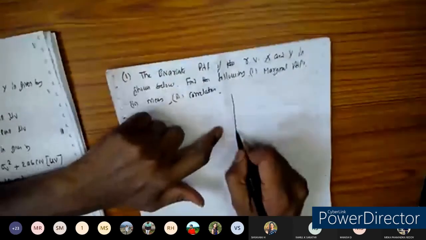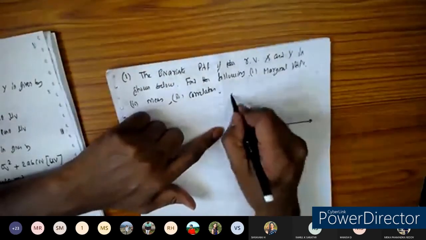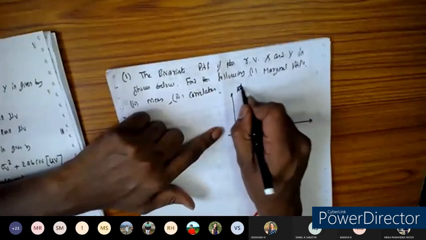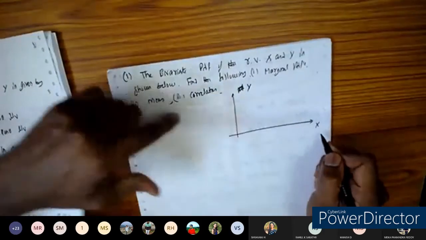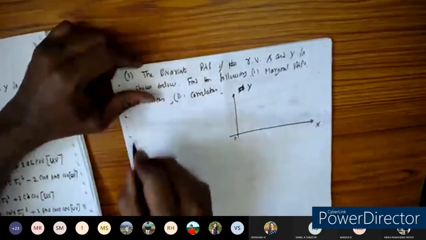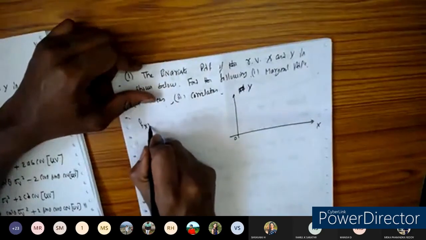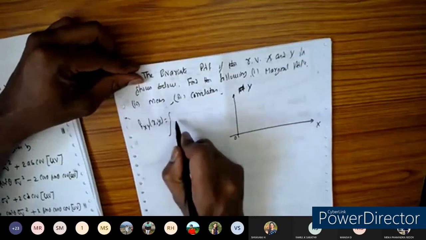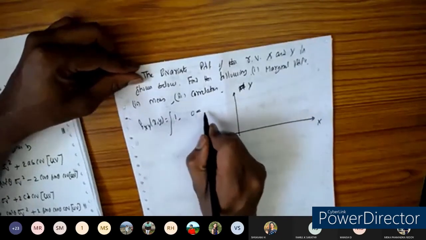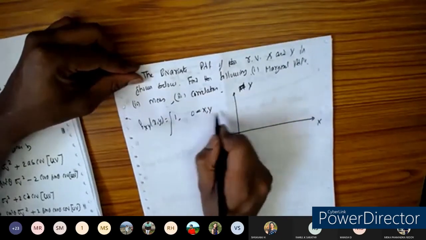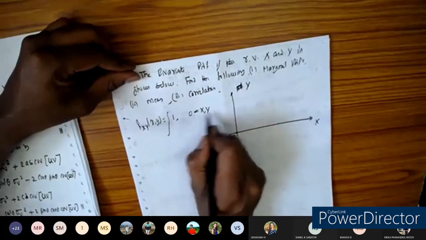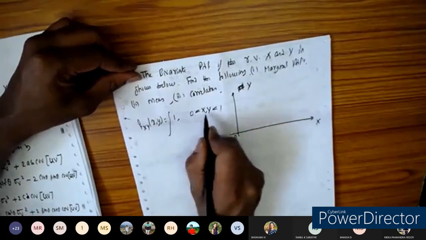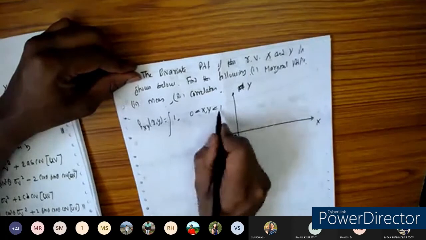So it is given the bivariate PDF. It has been given in terms of the random variables x and y. So this is the y-axis, and this is the random variable x here, and this is 0. So fxy, a bivariate PDF, or we can call it a joint PDF, is equal to 1 for 0 < x, y < 1. Both x and y will take the same interval here.